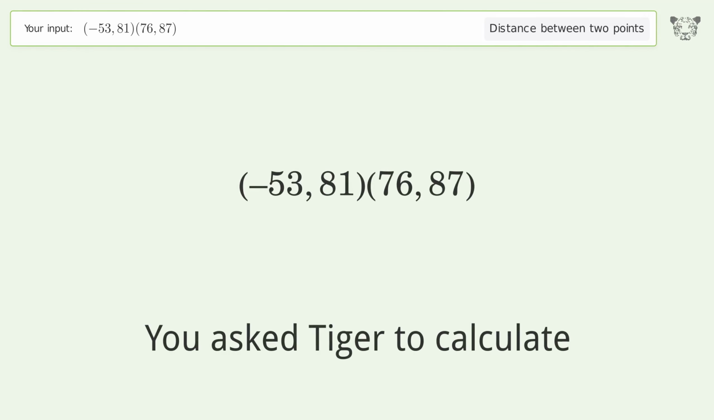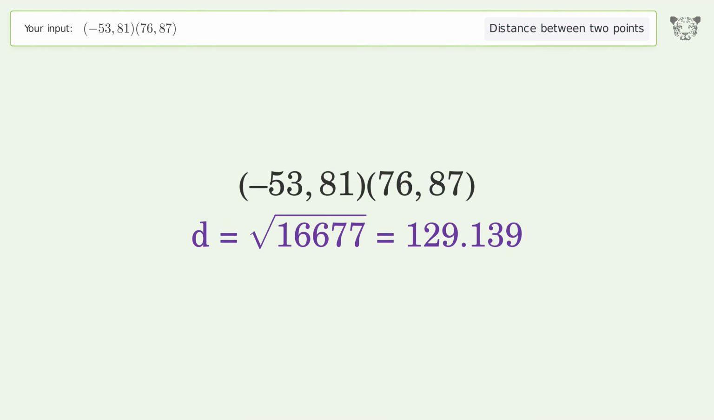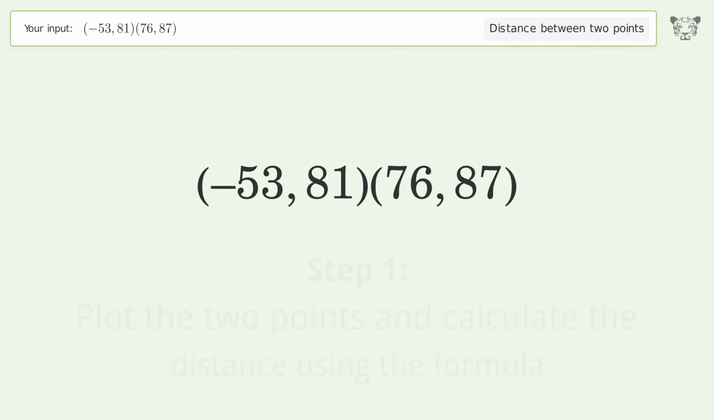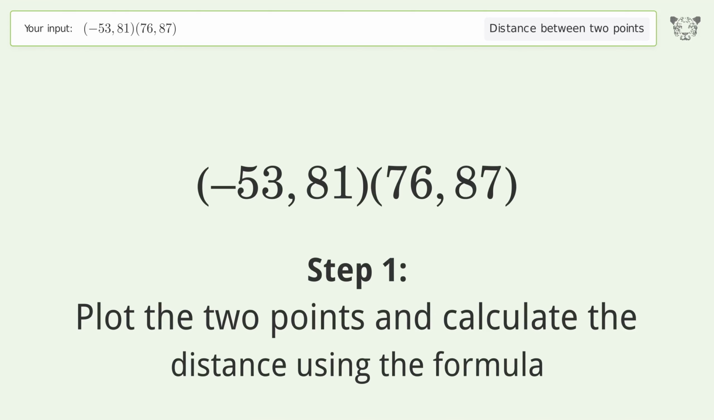You ask to calculate the distance between 2 points. The distance between the 2 points is the square root of 16,677 or 129.139. Let's solve it step by step. Plot the 2 points and calculate the distance using the formula.